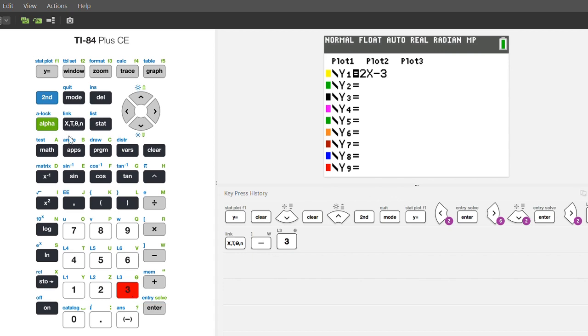Notice the important thing is the button I use for my variable x is this button right here, X,T,theta,n. Do not use the green x. That is just the alphabet letter x, not a variable.